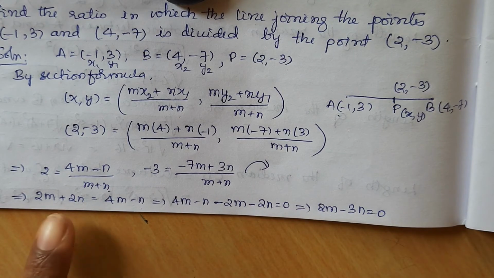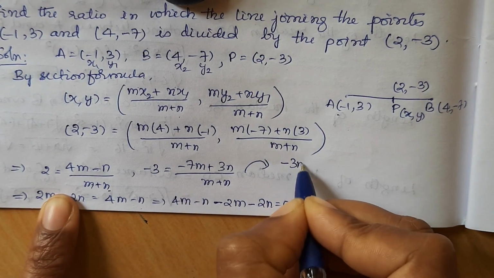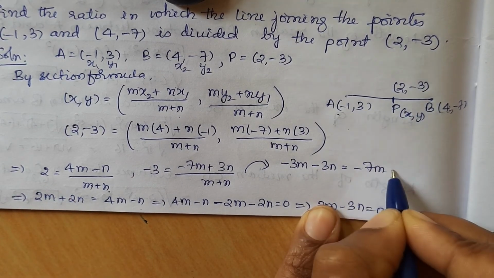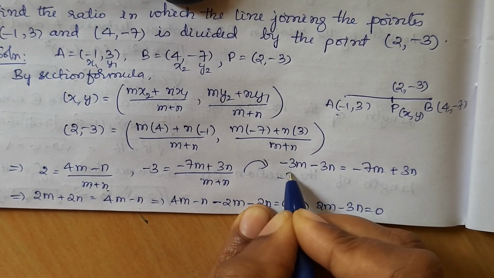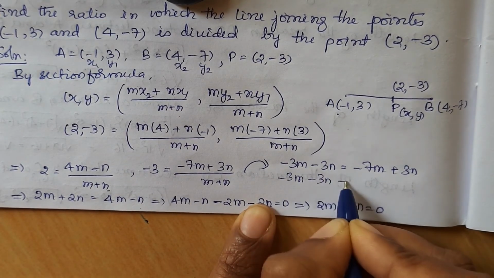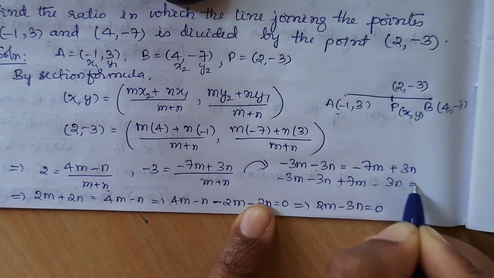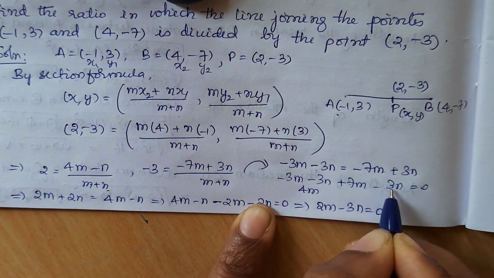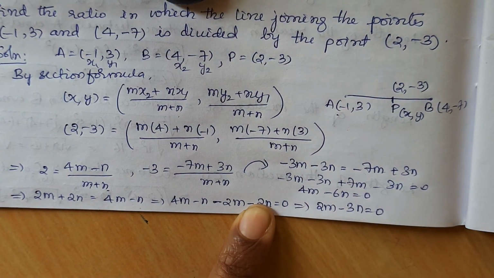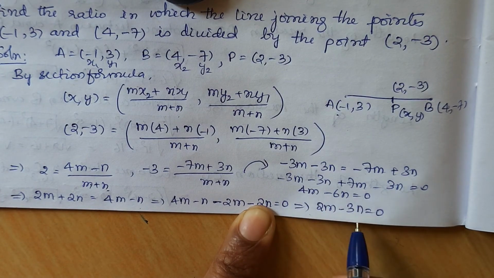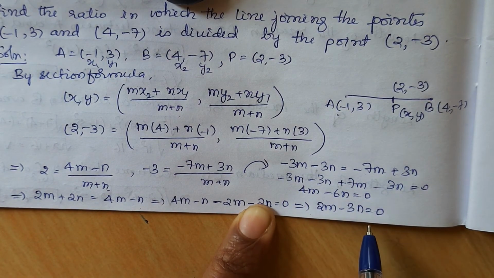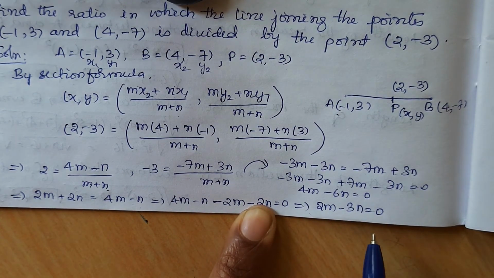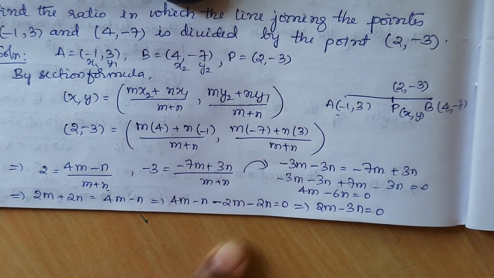Similarly for this one, what do I get from here? We multiply: -3m - 3n = -7m + 3n. Simplify: -3m - 3n + 7m - 3n = 0, shifting to the left-hand side. So 7m - 3m is 4m, and -3n - 3n becomes -6n, so 4m - 6n = 0. Now these are simultaneous equations. I have two equations in m and n. We will solve these two equations to find m minus n, which is what was required for us.